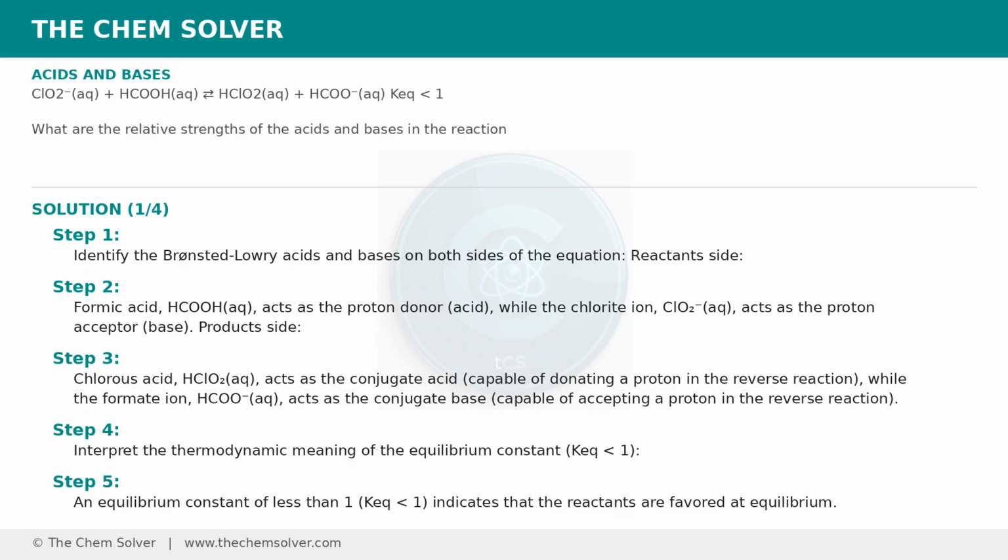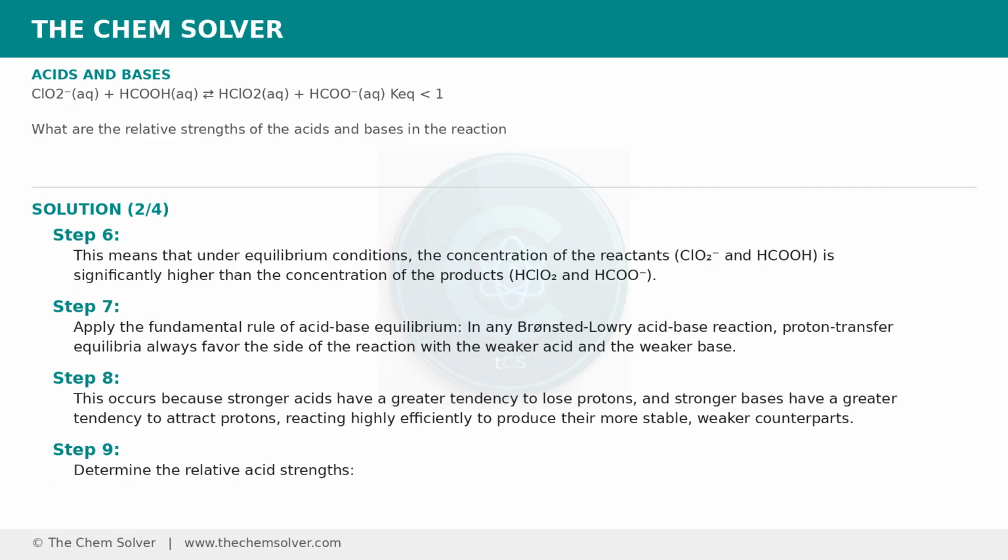Interpret the thermodynamic meaning of the equilibrium constant, Keq less than 1. An equilibrium constant of less than 1 indicates that the reactants are favored at equilibrium. This means that under equilibrium conditions, the concentration of the reactants, ClO2 to the power negative and HCOOH, is significantly higher than the concentration of the products, HClO2 and HCOO to the power negative.